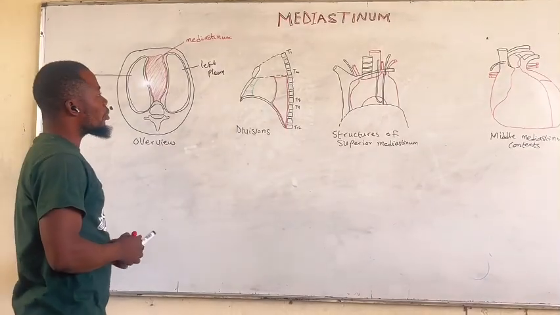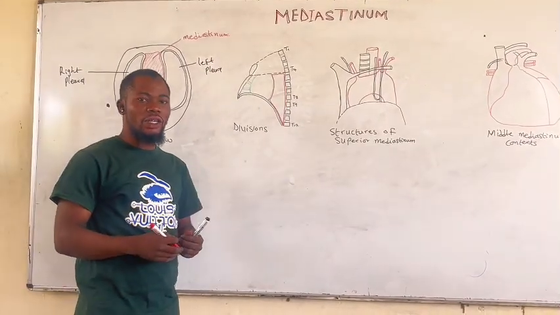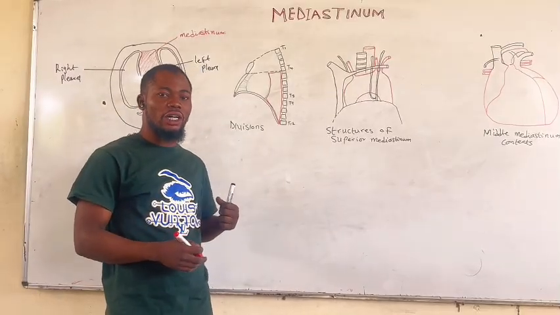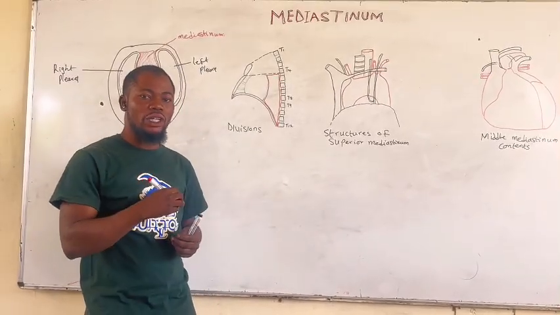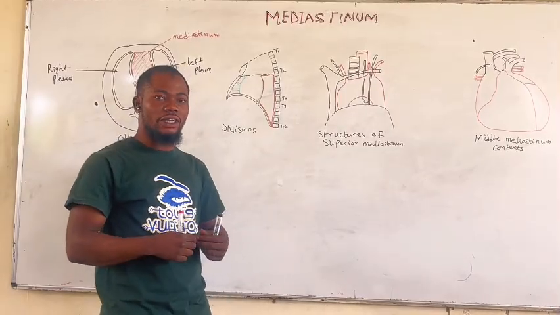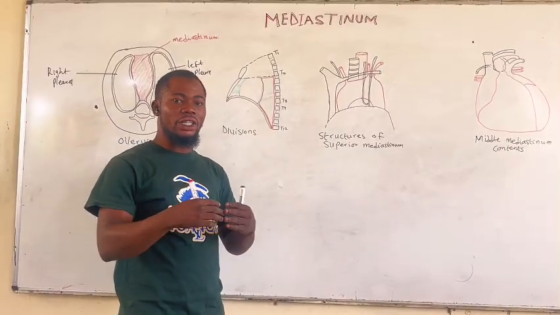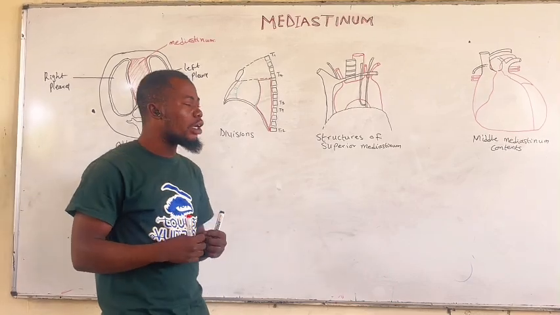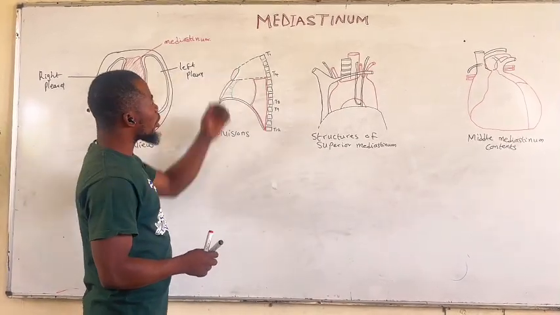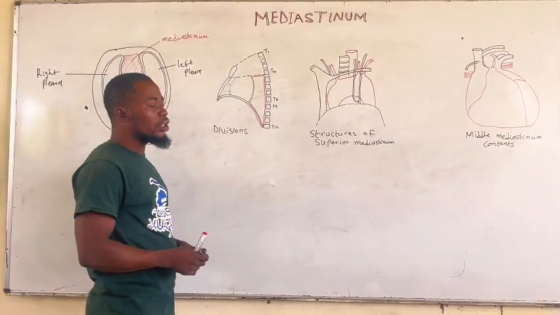The mediastinum is bounded anteriorly by the sternum and extends backward into the thoracic cavity. Superiorly, it is bounded by the superior thoracic aperture, and inferiorly, it is bounded by the diaphragm. At the lateral side, it is bounded by the mediastinal pleura. So from here, these are the boundaries of the mediastinum.